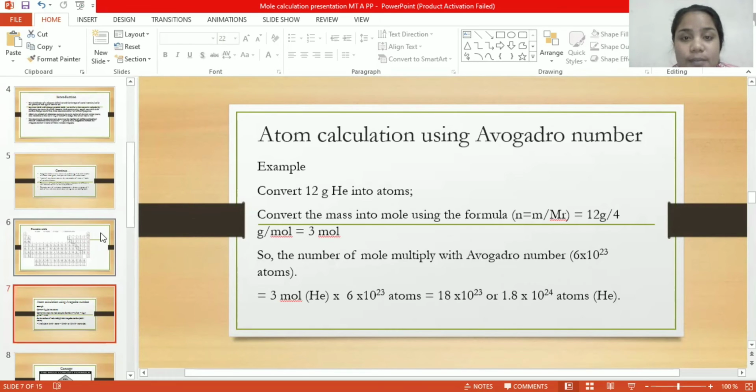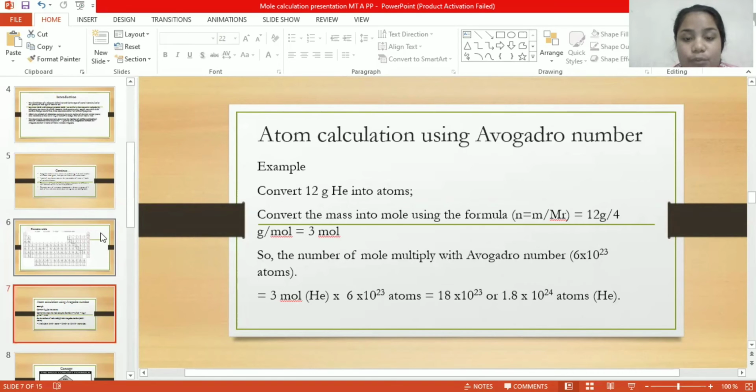So what is the most important step to follow? First one is to convert the mass into mole using the formula n equals m over Mr. m stands for the mass, which is 12 grams, and Mr is the molar mass for helium, which, as we refer to the periodic table, is 4 gram per mole. So if we divide the mass by the molar mass, we get the amount of mole, which is 3, as you can see here.